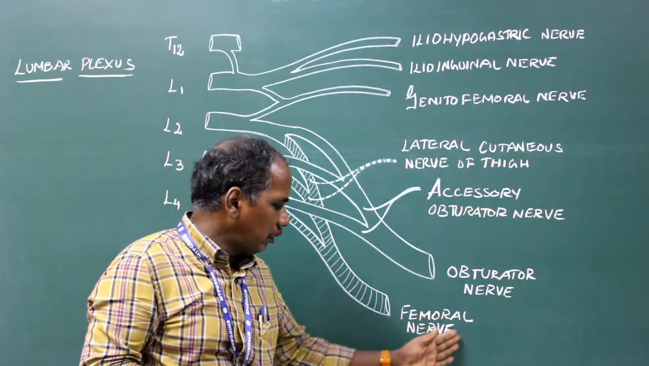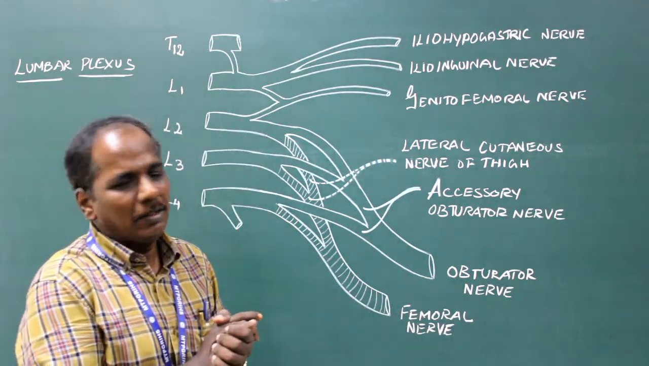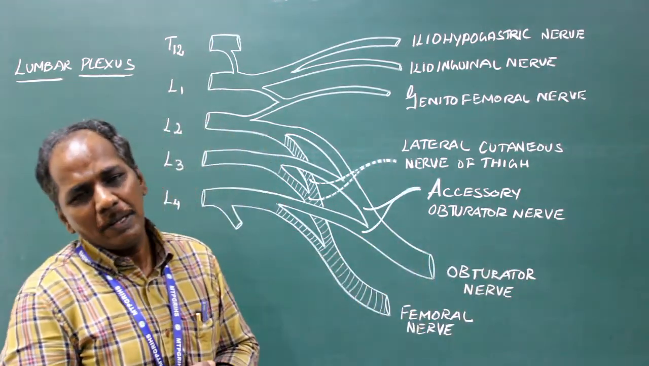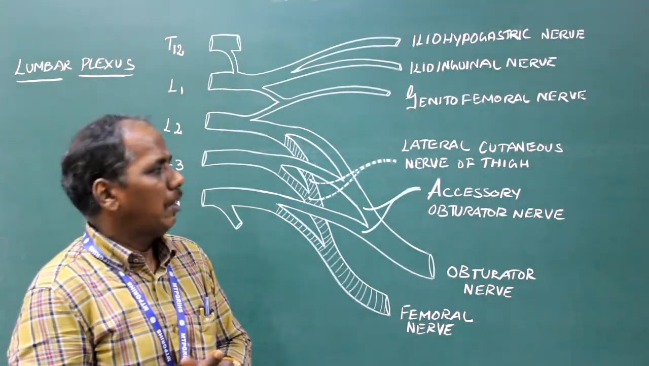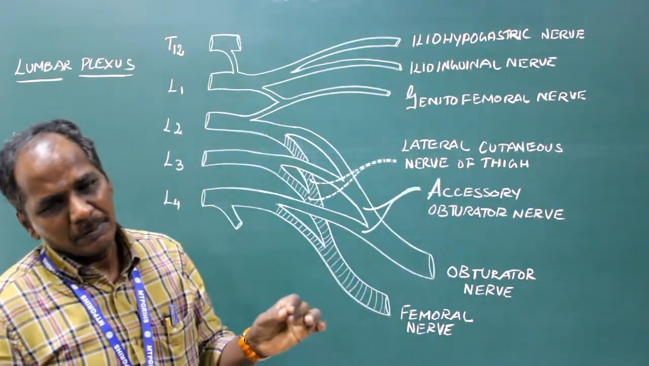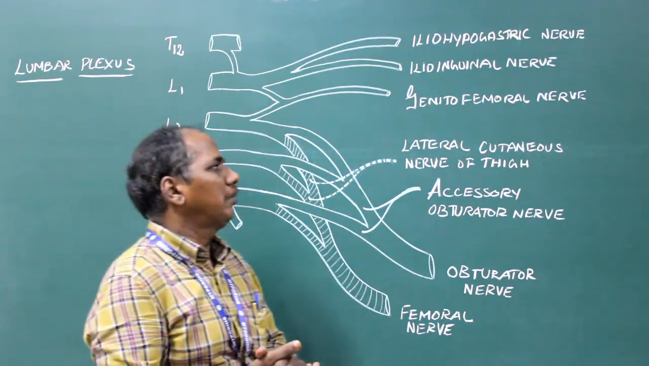The femoral nerve supplies the anterior compartment of the thigh. The obturator nerve supplies the medial compartment of the thigh. If the accessory obturator nerve is present, it also supplies the medial or adductor compartment of the thigh.